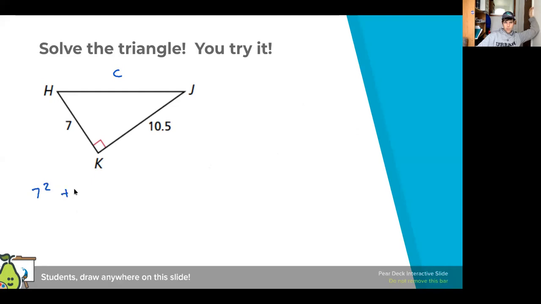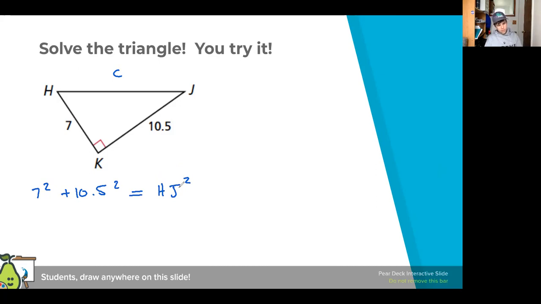So 7 squared plus 10.5 squared equals c squared. Well, you could call that HJ or c. I know I used a different naming for that last time. I could also just write this as HJ squared as well. In fact, maybe I should do that just to be consistent, whether I use a variable or I use the actual name. Okay, so let's go ahead and add those two things together.